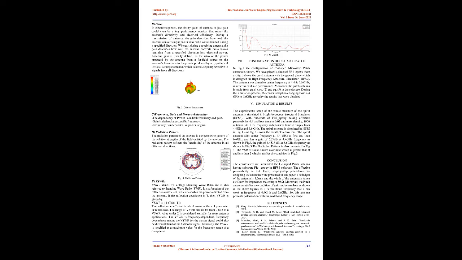Antenna gain is usually defined as the ratio of the power produced by the antenna from a far-field source on the antenna's beam axis to the power produced by a hypothetical lossless isotropic antenna, which is equally sensitive to signals from all directions.